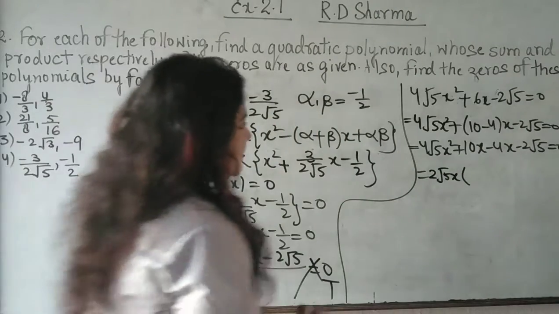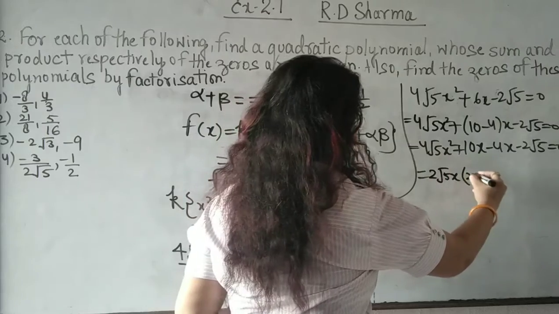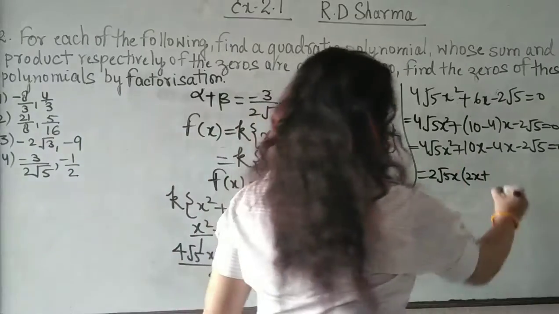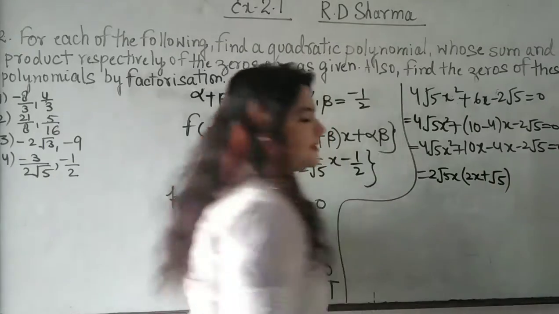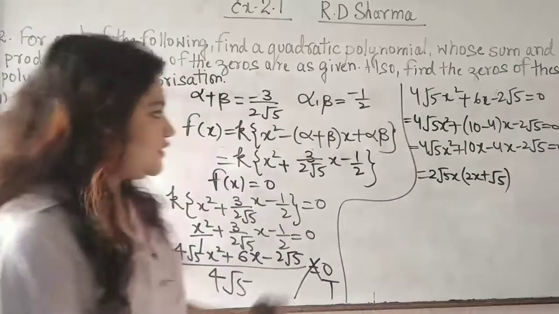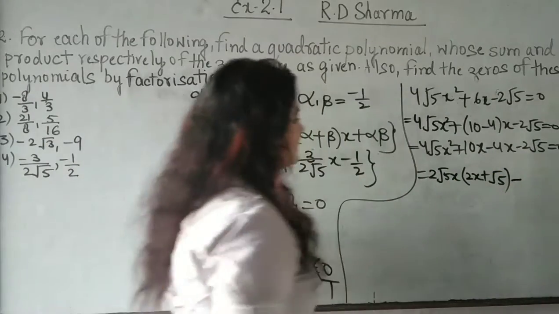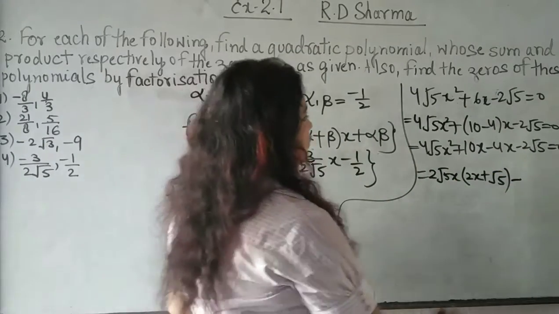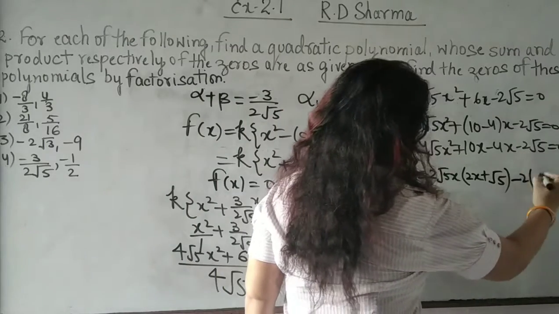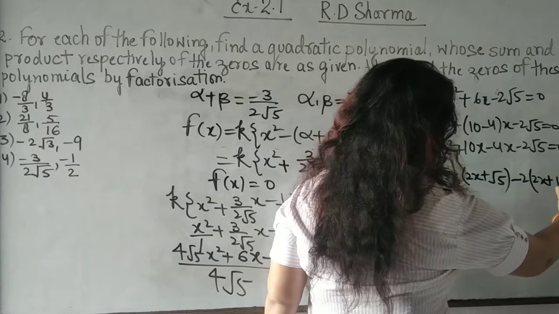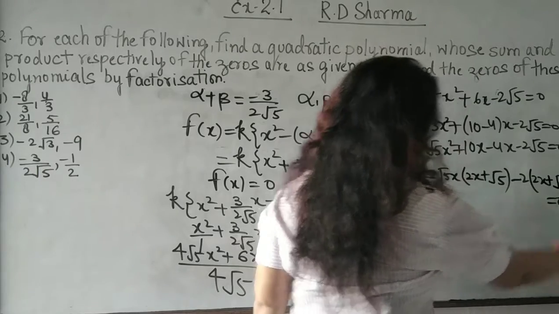So here what will be left? Here only 2x will be left, plus, and here only √5 will be left. Am I right? Only √5 will be left here. And here I am taking minus 2 common. So here we will have 2x + √5 = 0.